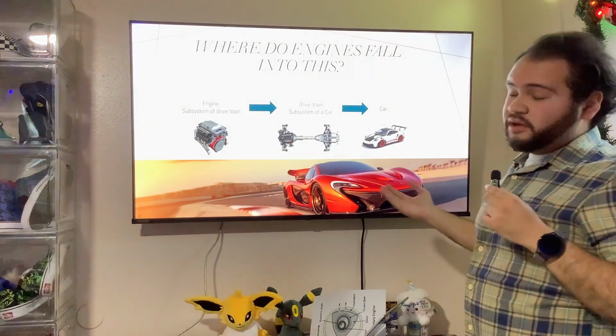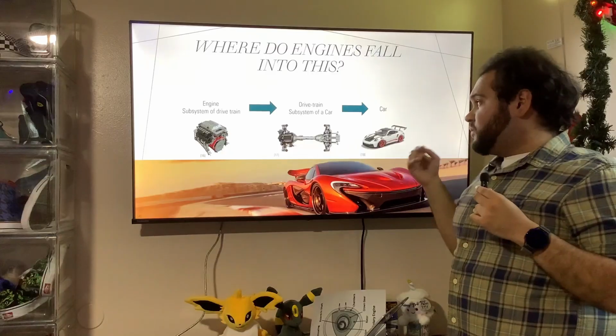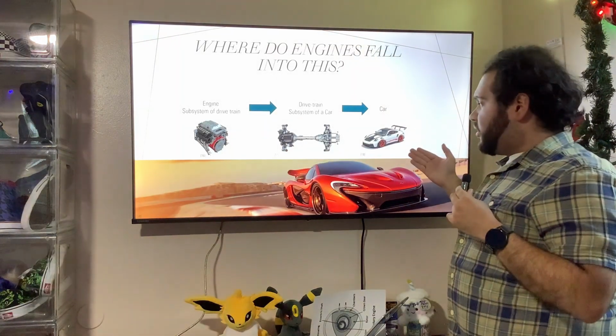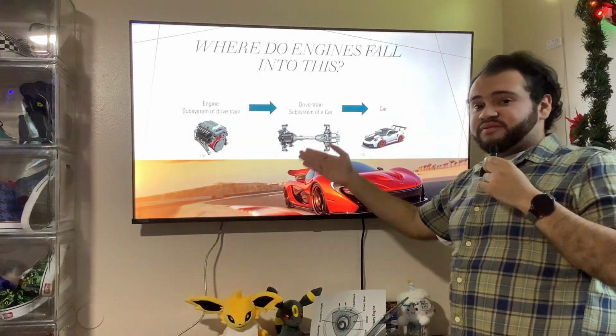Where does an engine fall into this? An engine is a subsystem of the drivetrain. Drivetrain is a subsystem of a car. So we have a subsystem inside of subsystem. So we got subsystemception here.